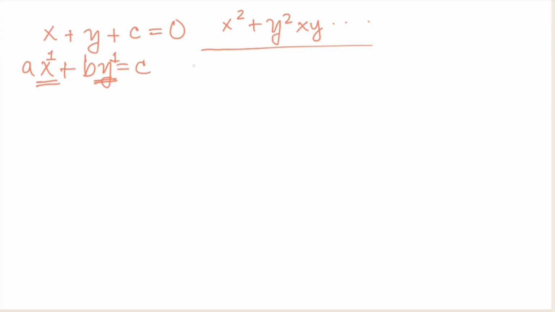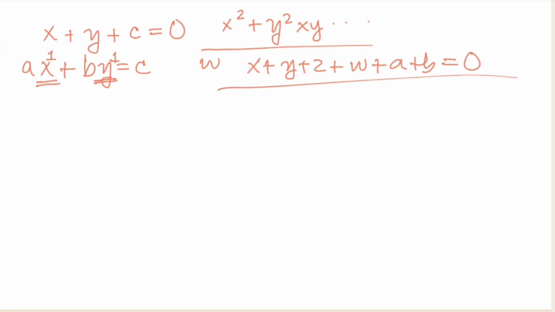We could also have other variables like z, w, so you can have x plus y plus z plus w plus a plus b and so on going to 0. These can have coefficients and all of that. Now, we are familiar with linear systems in our previous studies.